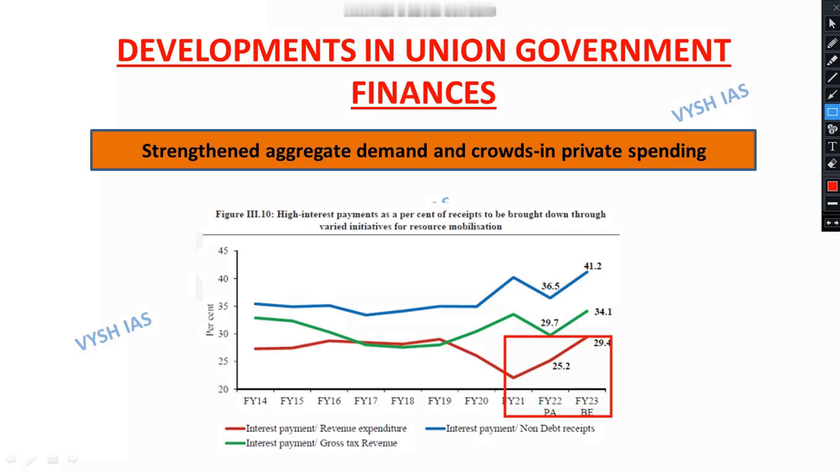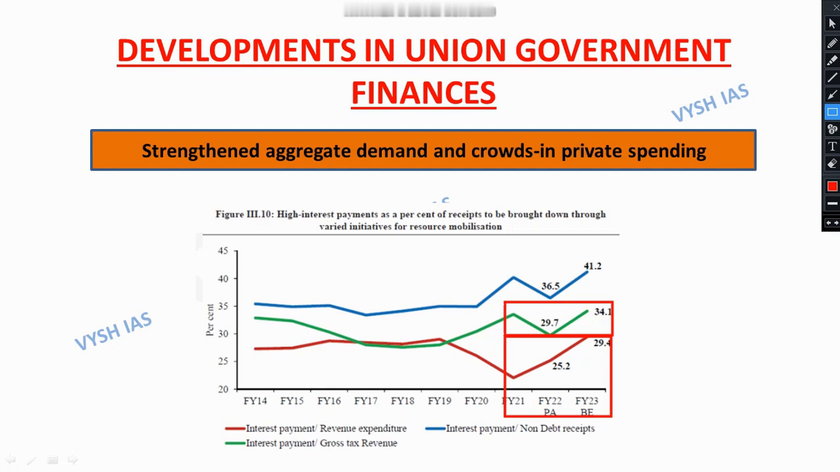Now let's look at the green line, which is representing gross tax revenue. Here in the gross tax revenue, this trend is false because from financial year 21 to financial year 23, it is not consistently decreasing or not consistently increasing, because here from financial year 21 to financial year 22, there is a downward slope, and from financial year 22 to financial year 23, there is an upward slope.